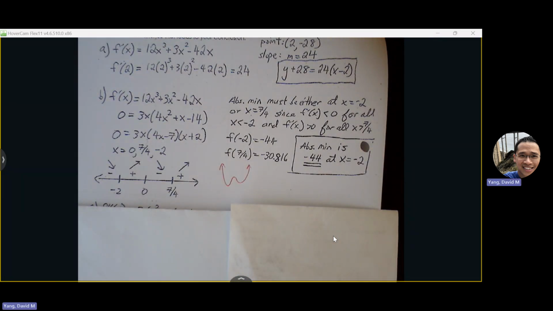So f of -2 gave us -44. f of 7/4 gave us -30.816. We have the lowest y value being -44, so the absolute minimum value is -44.